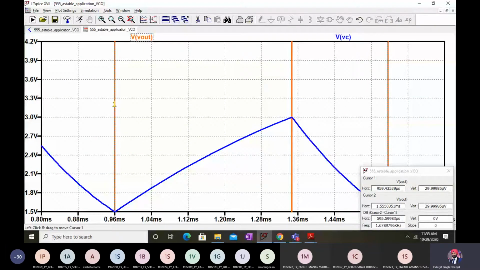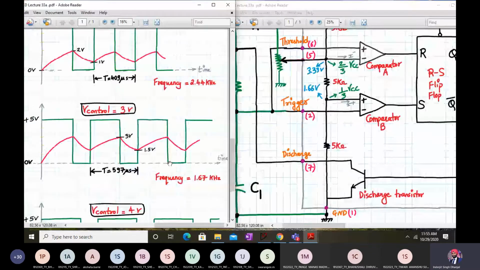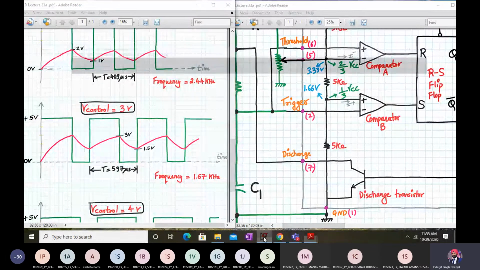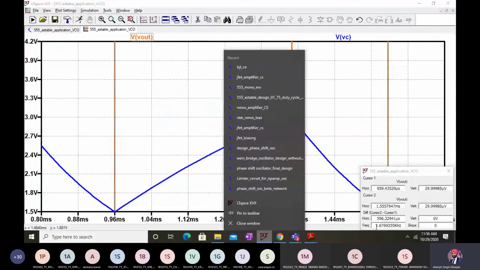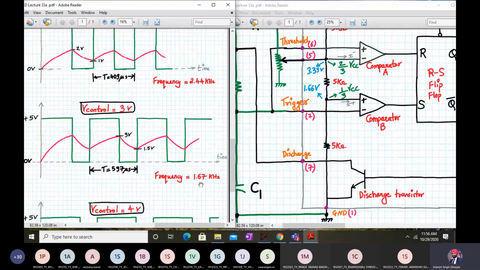Here the time period is around 596, about 597 microseconds, and the frequency is 1.67 kilohertz, as observed over here. So here you can see.